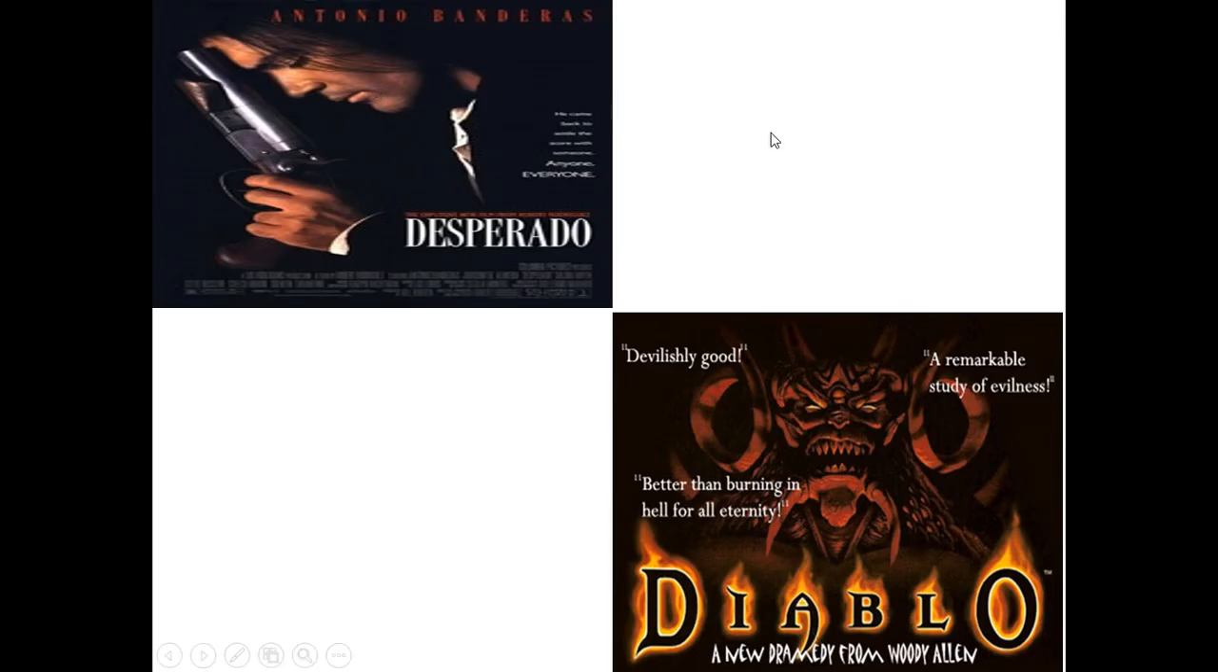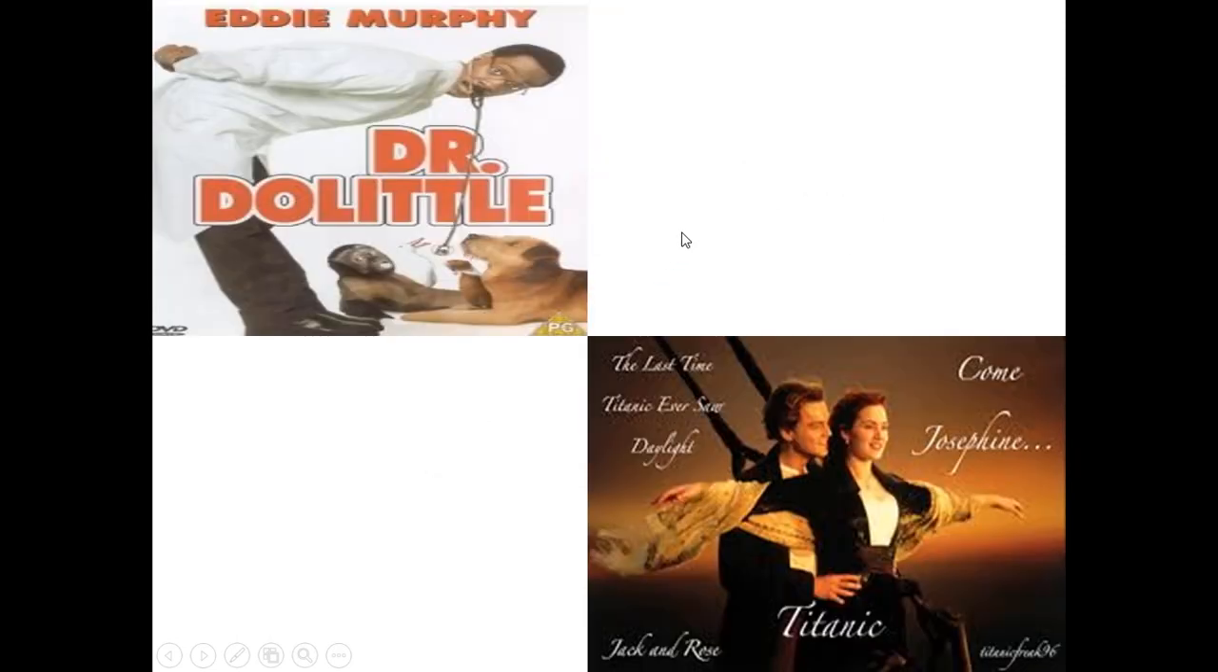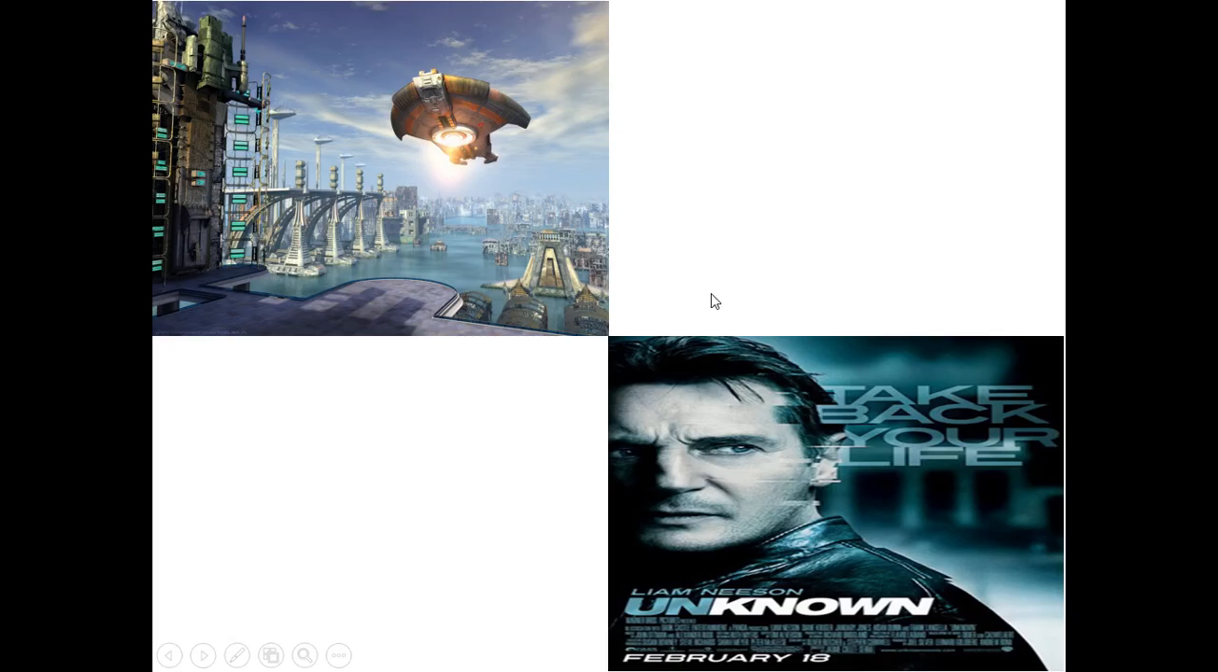That's Desperado. So this is an action movie, and you know, in action, we have fight, we have combat, we have killing, etc. Diablo, that's a horror movie. Action and horror. Dr. Dolittle. From the poster you see this is a comedy. And of course you know it, it's the Titanic. This is a romance, a romantic movie, romance comedy.